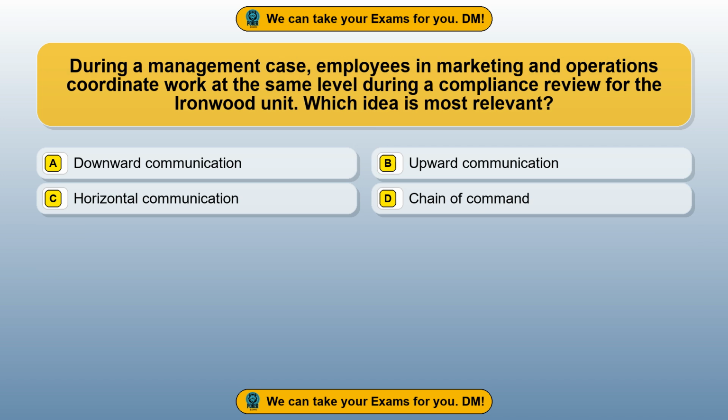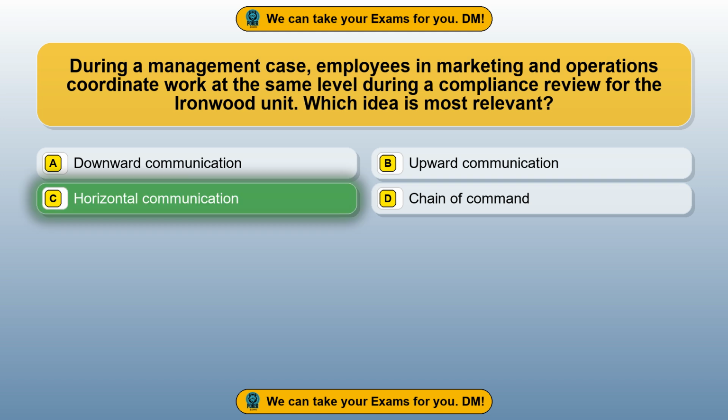Question 94. During a management case, employees in marketing and operations coordinate work at the same level during a compliance review for the Ironwood unit. Which idea is most relevant? Option A, downward communication. Option B, upward communication. Option C, horizontal communication. Option D, chain of command. The correct answer is option C, horizontal communication.